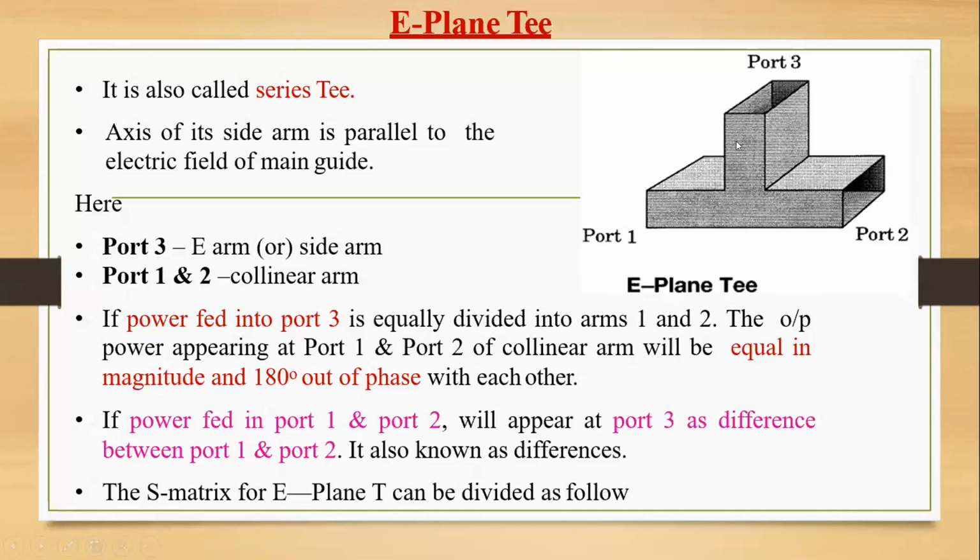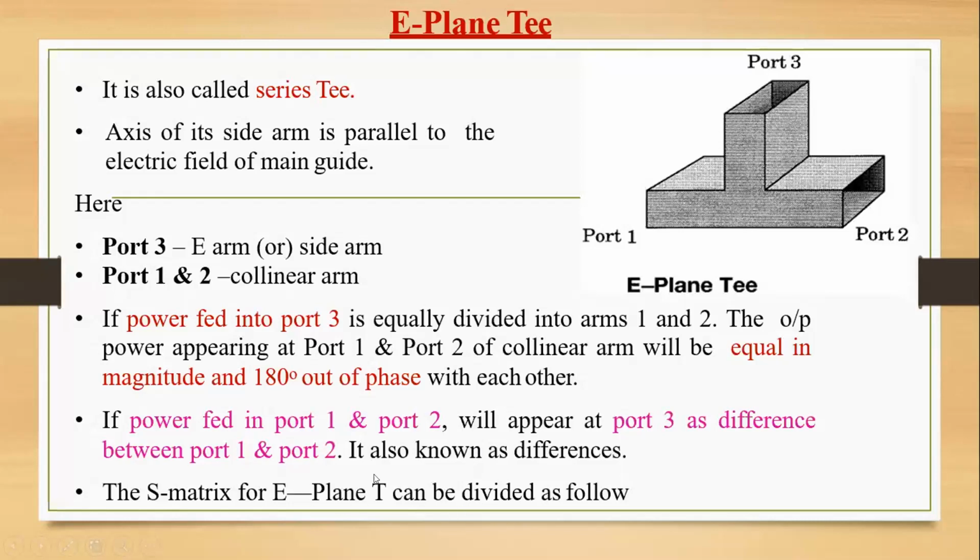So the electric field, what it flows, it is series, that is parallel to the side arm, so it is called a series T. Port 3, you know, is called the E arm or side arm. Port 1 and 2 are called collinear arms. If power is fed into port 3, it is equally divided into arms 1 and 2. Output power appearing at port 1 and 2 of the collinear arm will be equal in magnitude, 180 degrees out of phase. If power is either fed to port 1 or port 2, this will appear at port 3 as the difference between port 1 and port 2. It is also known as the difference arm.